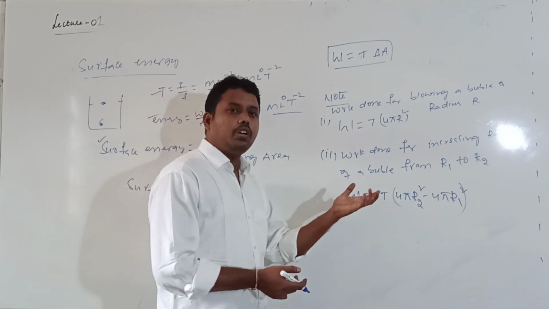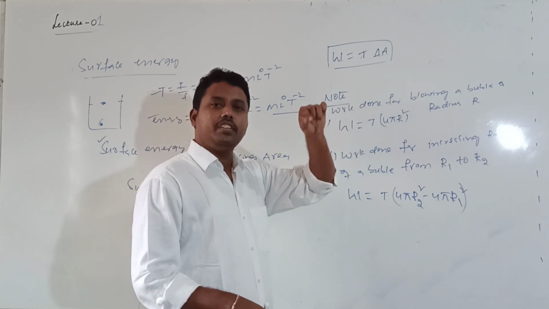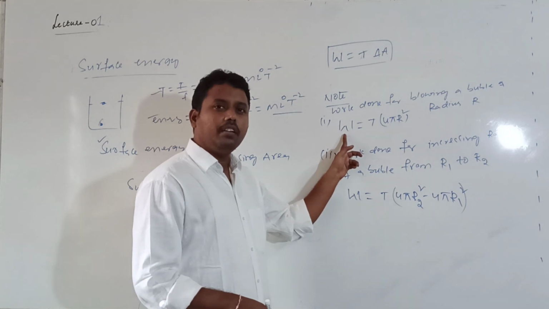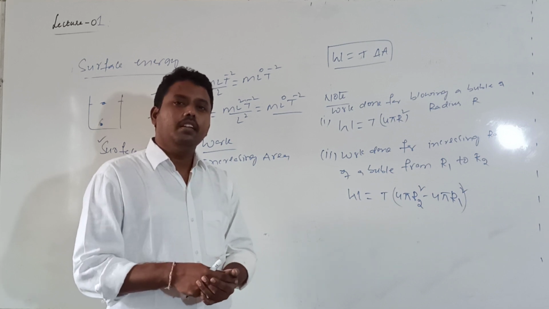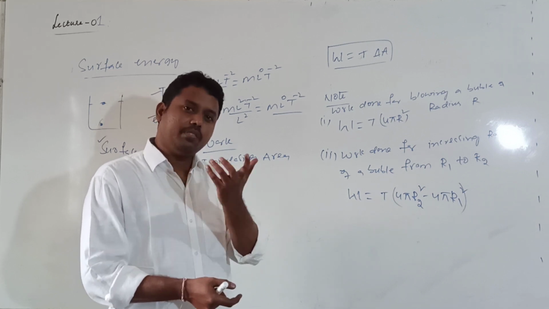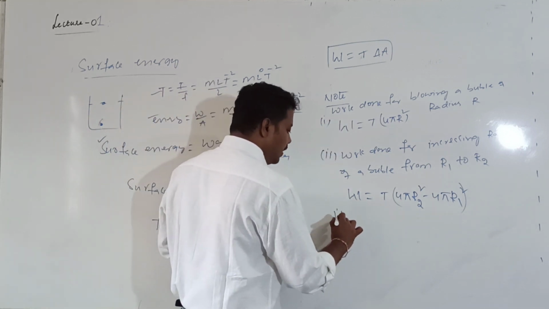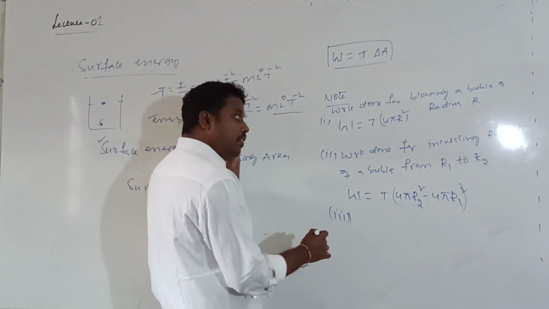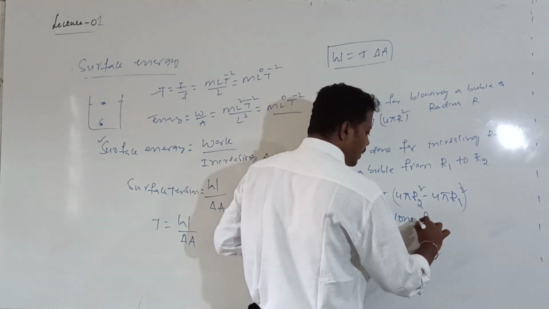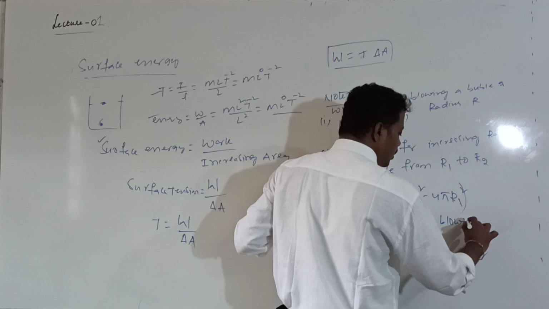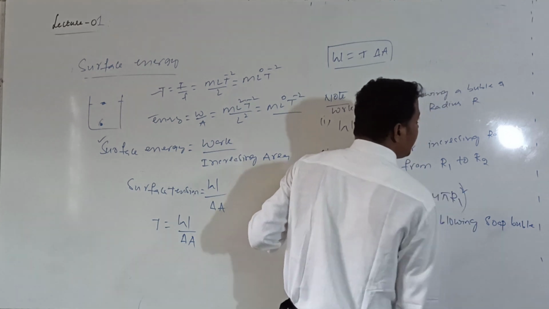Okay, now if I want to blow one liquid drop, I will call it a liquid drop of surface tension T. We also form bubbles of soap solution, and sometimes we get liquid drops. So this is the work done. Whereas if I consider a soap bubble, the work done for blowing a soap bubble of radius capital R.